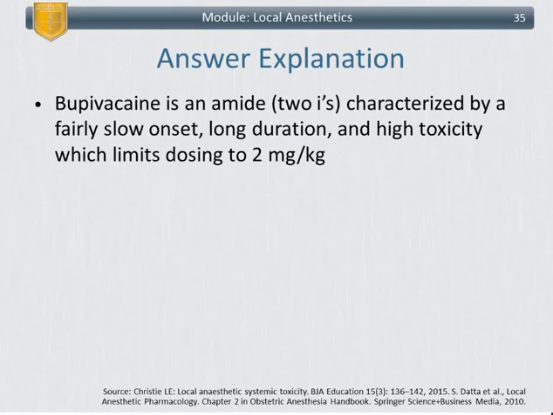Okay, remember it has two i's, not only the caine i, but another i, so that makes it an amide. Fairly slow onset, long duration, the onset speed is considered moderate. Highly toxic in overdose, therefore 2 milligrams per kilo is the max.